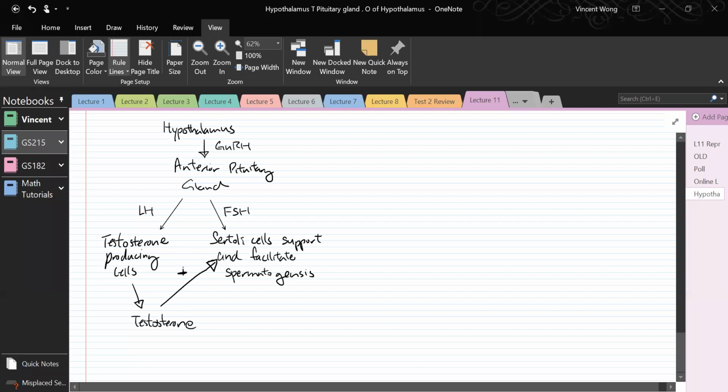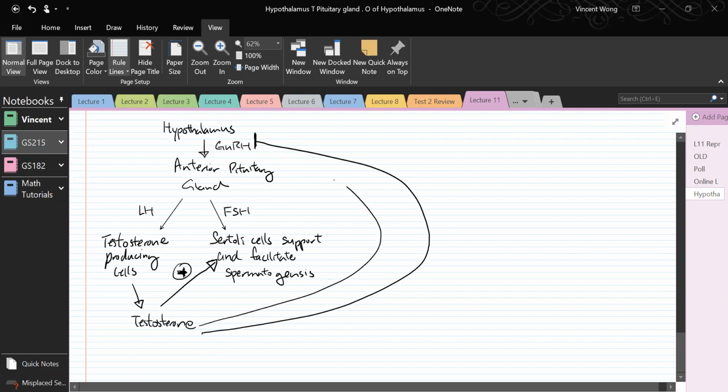So this is like positive feedback. Positive feedback means it exaggerates a particular effect, in this case, spermatogenesis. But we don't want too much. We don't want to waste resources making things that we don't need. So another thing the testosterone will do is go back to the hypothalamus and inhibit its production of GnRH. It will also inhibit the anterior pituitary gland as well. So these are negative feedbacks. In this way, it auto-regulates itself.